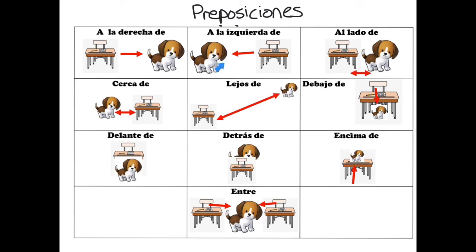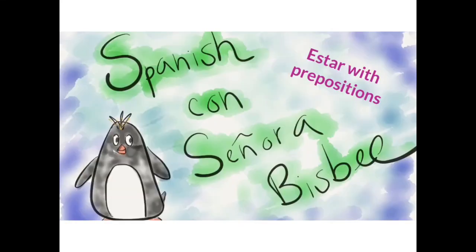If I want to say the puppy is to the left of the desk, I would say el perrito está a la izquierda del pupitre. If I want to say the puppy is next to the desk, el perrito está al lado del pupitre. And so forth and so on for the rest of them. So all of these prepositions are going to use the verb estar because you're talking about two objects' positions in relationship to one another. All right, that's estar with prepositions.